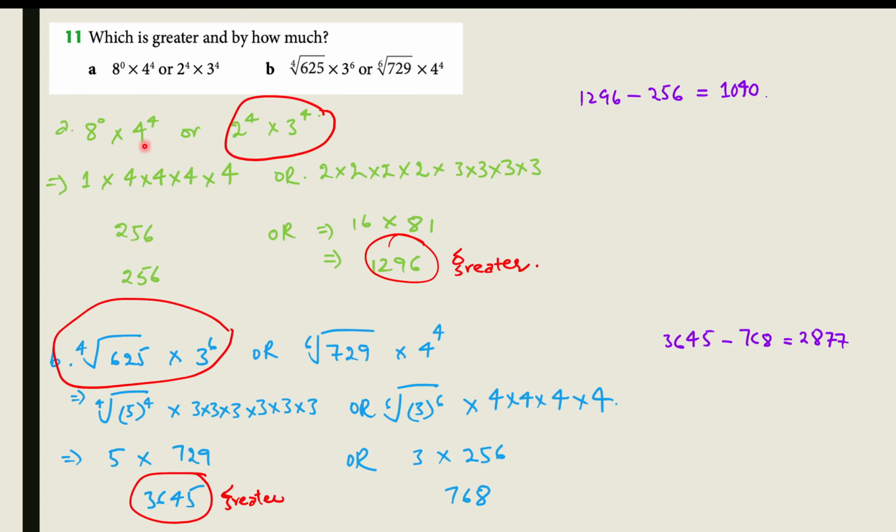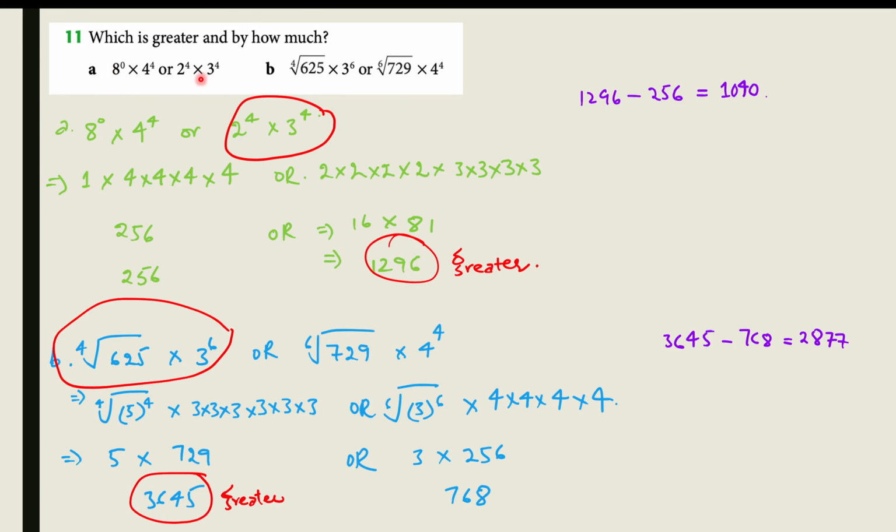Now the second part of this expression, 4 raised to the power of 4, means 4 multiplied by 4 multiplied by 4 multiplied by 4, which is equal to 256. So 256 multiplied by 1 is equal to 256. This means that the first expression is equal to 256.